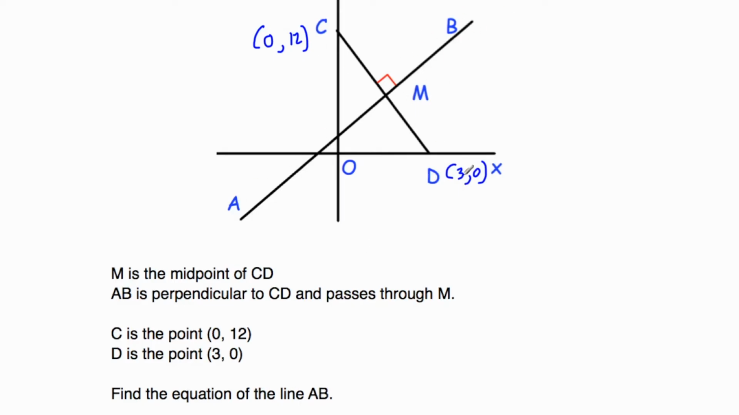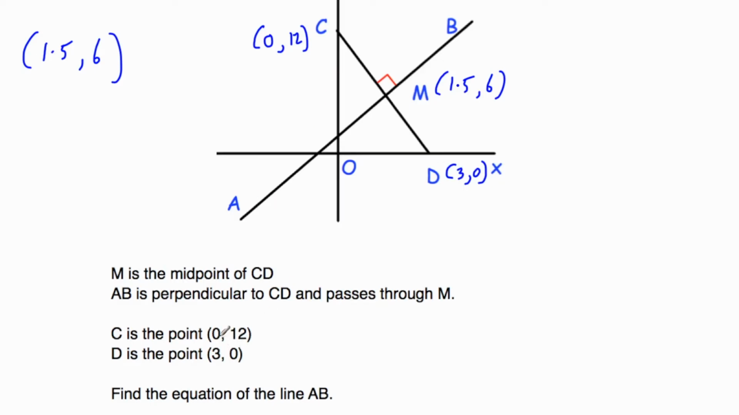Now M is the midpoint of these two coordinates, so I'm going to find the coordinates of this midpoint. To do that, I add the coordinates together and halve them. So 0 plus 3 is 3, and half of it is 1.5 or 3/2. For the y coordinates, 12 plus 0 is 12, divided by 2 is 6. So the coordinates of the point M would be 1.5, 6, or 3/2, 6.